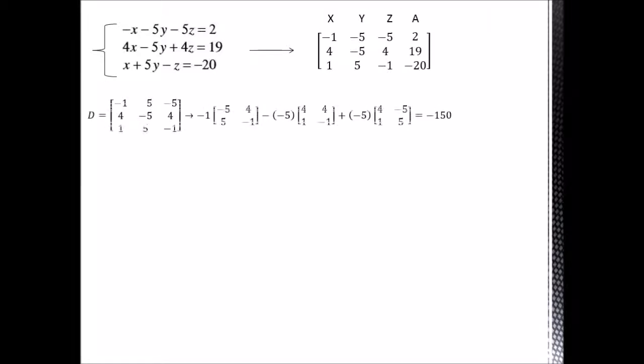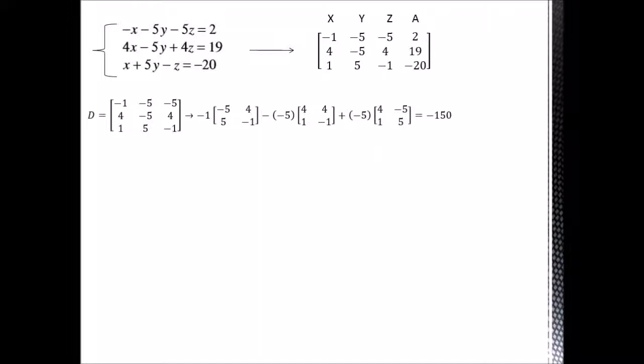So step 1, establish your D matrix. Your D matrix is just the X, Y, and Z columns without the A column. And then from there, you're going to take the determinant of the 3 by 3 matrix. You can see that we start out with -1. Now remember I said that it alternates: it goes plus, minus, and plus. So if the number's already negative, then you just leave it as negative because you're adding the negative. Technically, I know that's kind of confusing, but just remember that if it's positive, it's going to stay positive on the first term, and if it's negative, it's going to stay negative.